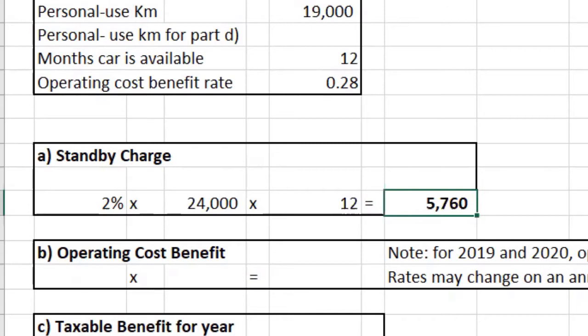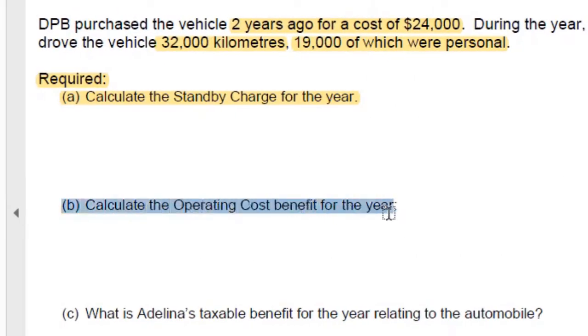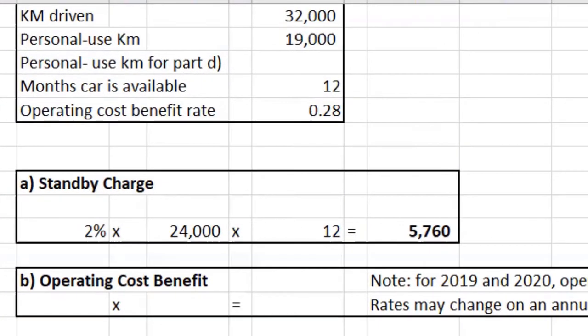Go back over to the narrative of our problem here. Calculate the operating cost benefit for the year. So with automobile benefits, there are generally two components. One's the standby charge, which is just an income inclusion for the employee as they get to use an employer-owned automobile for personal purposes, driving it around to the restaurants, picking up the kids from the pool, going on a road trip to Utah, whatever it is, that's personal use. So operating cost benefit is the second thing that we're going to calculate.